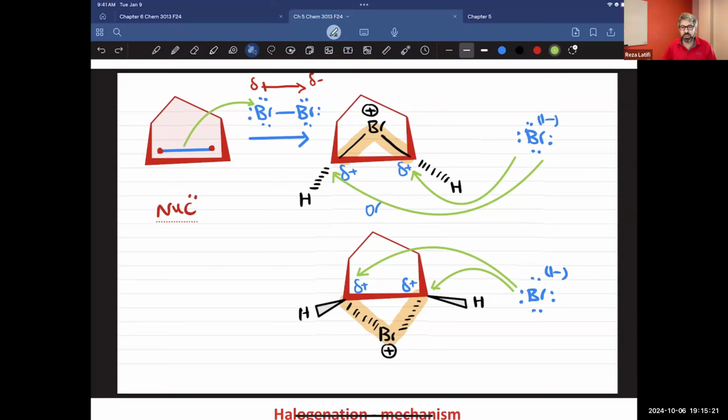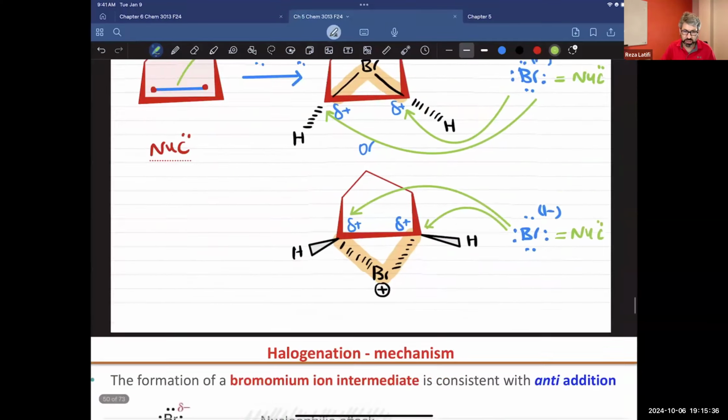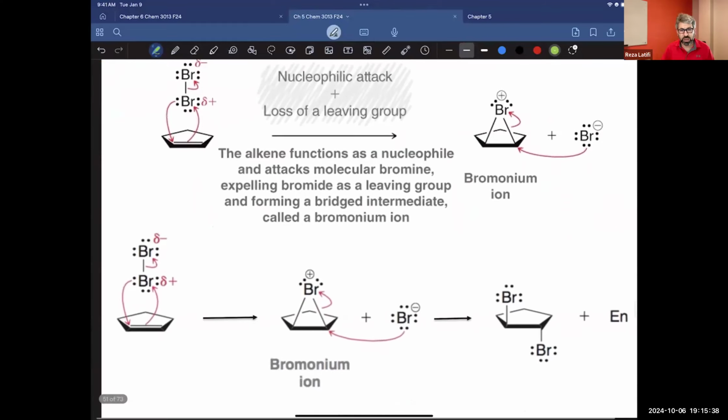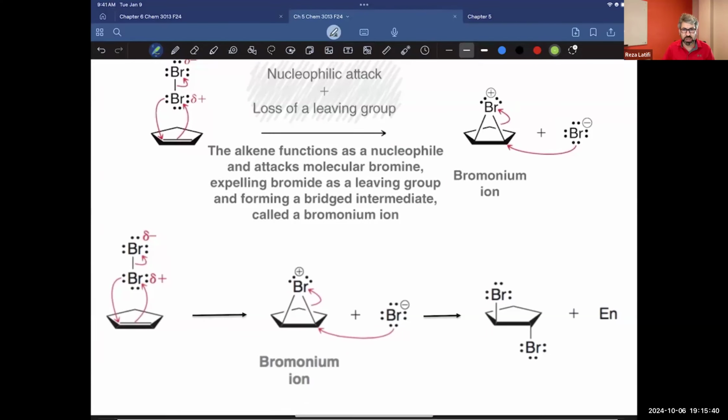Now let's add the next bromide. This bromide is going to behave as a nucleophile, and we will add the nucleophile to the intermediate. The nucleophile will be added from the untied position. What does it mean?